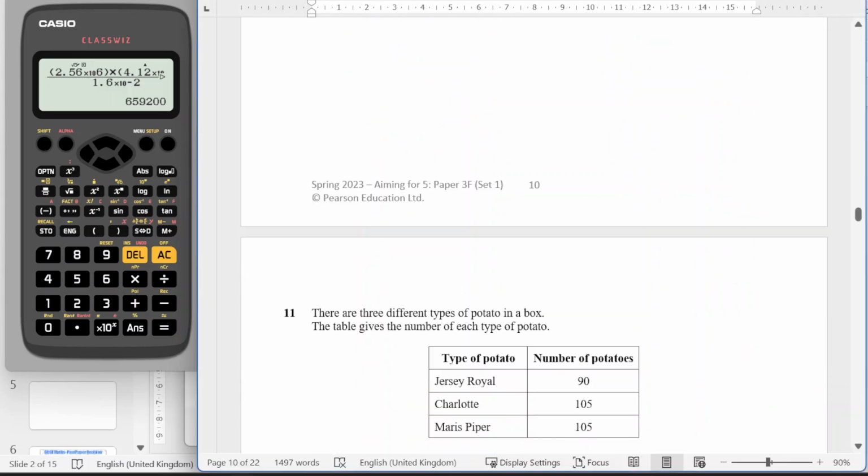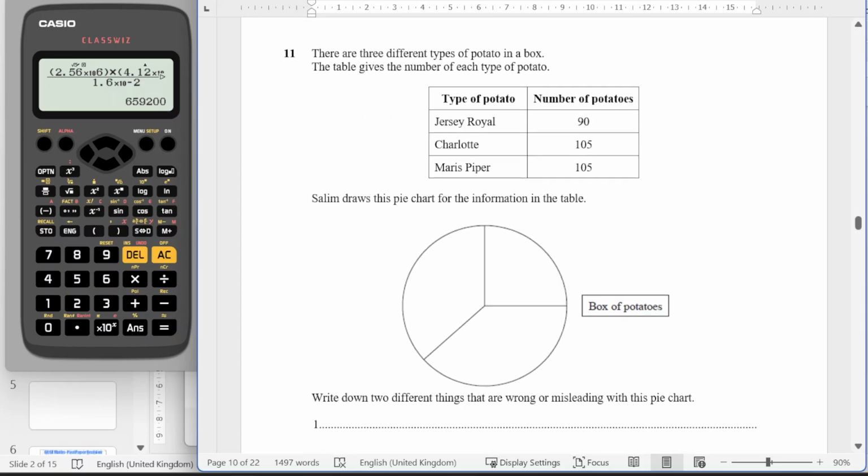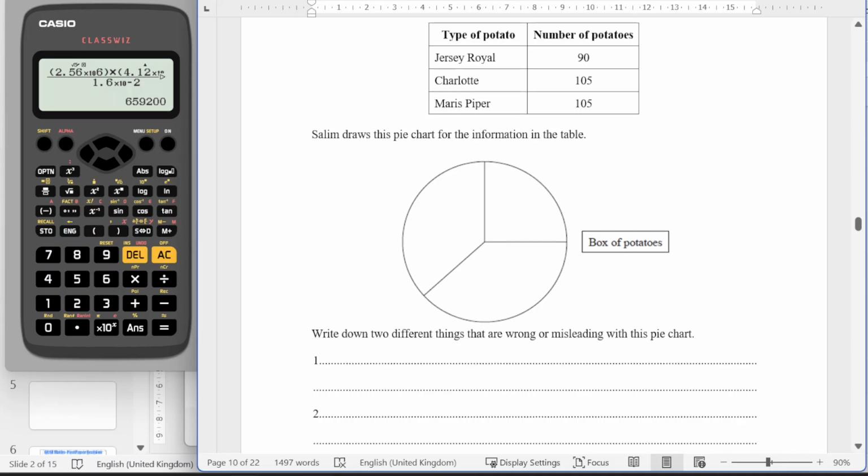Okay, question 11. So we've got a pie chart. Sam draws a pie chart for this information. Write down 2 different things that are wrong or misleading with this pie chart. Pie chart's not labelled would be the first point. So first point, pie chart is not labelled.